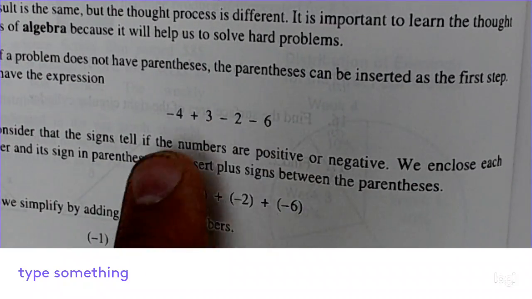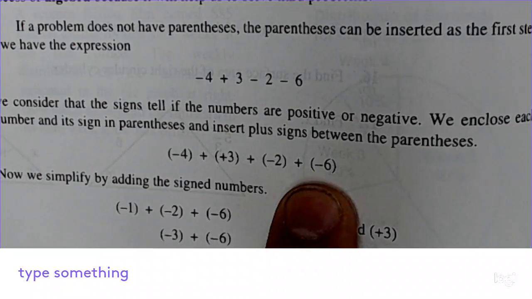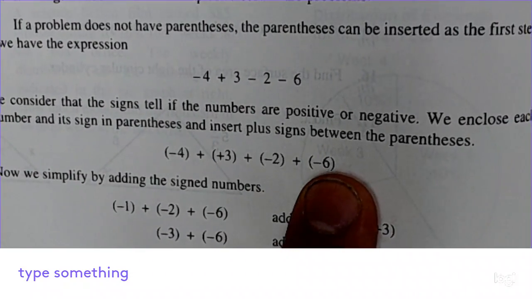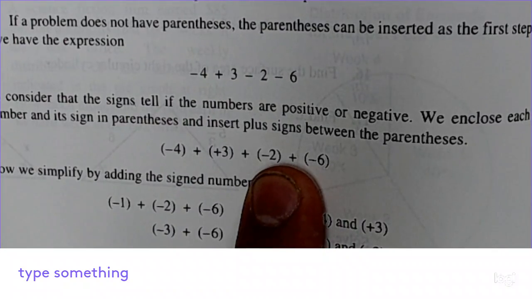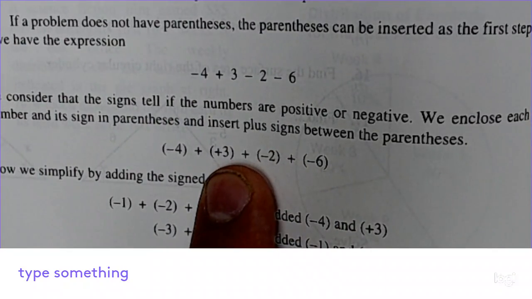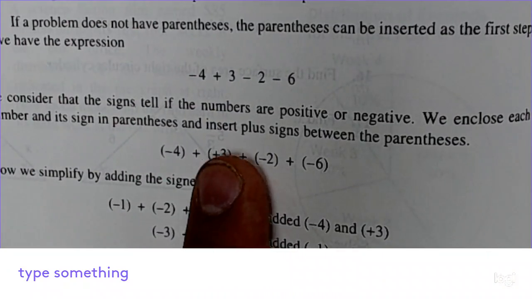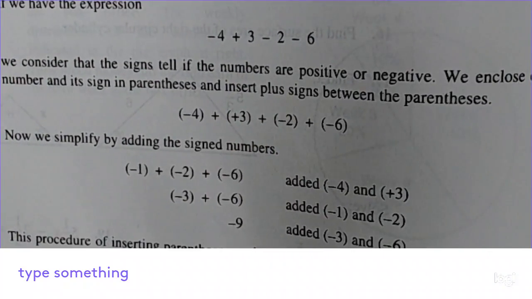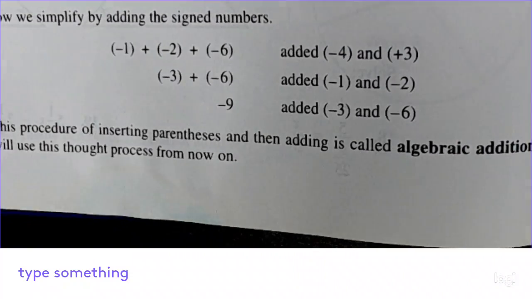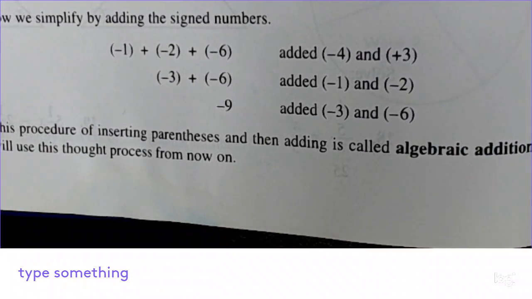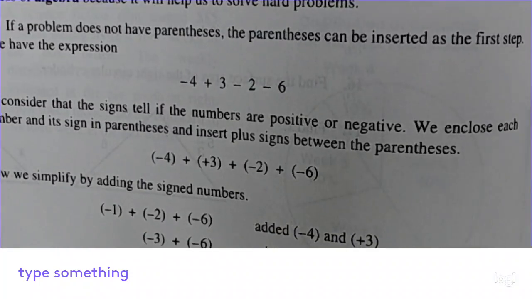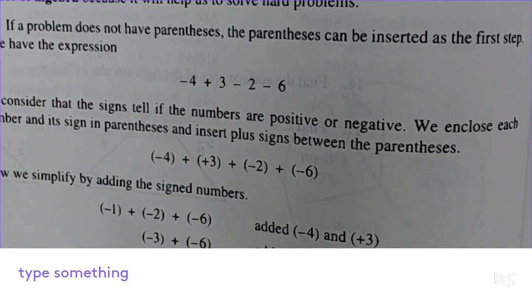Okay, but if I mentally insert parentheses, I can now add in whatever order I want. So if I go backwards and I do negative 6 plus negative 2, that's actually negative 8. Negative 8 plus positive 3 is negative 5. Negative 5 plus negative 4 is negative 9. And that gives us the right answer, as you can see down here. So in algebraic addition, I don't have to add from left to right. And that's why we want to add these parentheses. It gives us the advantage of being able to add in whatever order is most convenient for us.